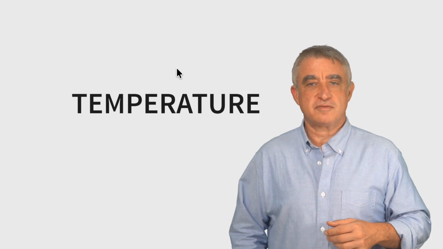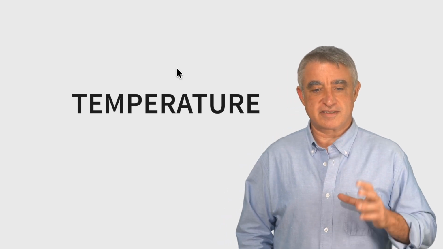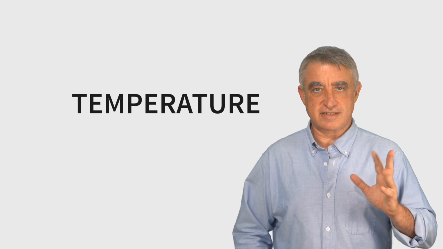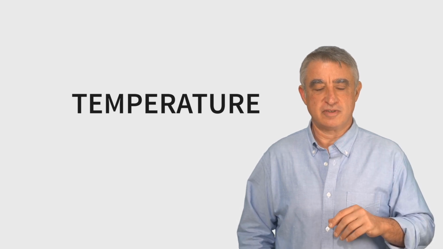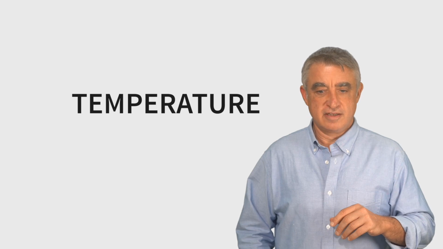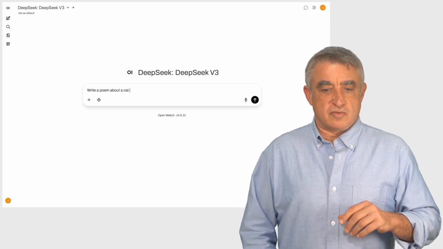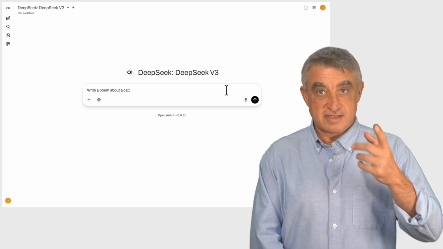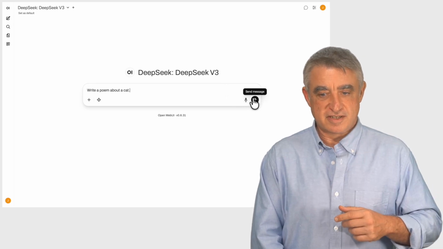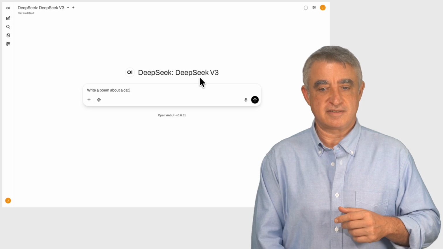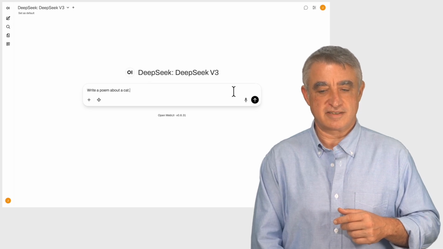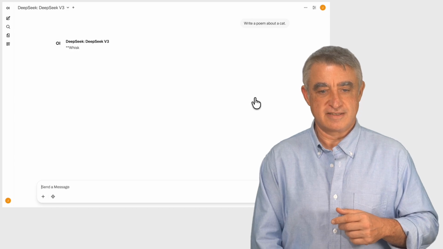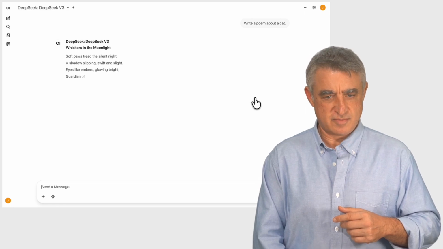So the first thing I want to talk about is temperature, because I think this allows you to understand a little bit better how large language models work. So let's just do some demos. These are live demos, so I don't know exactly what it's going to return. We're using the model DeepSeek v3 here. Write a poem about a cat. "Whiskers in the Moonlight." There you go.